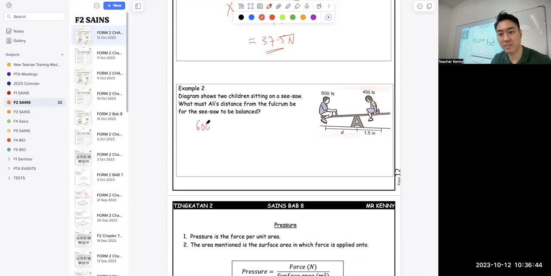So 600 times D equals to 450 times 1.5 meter. So D is just jumping.